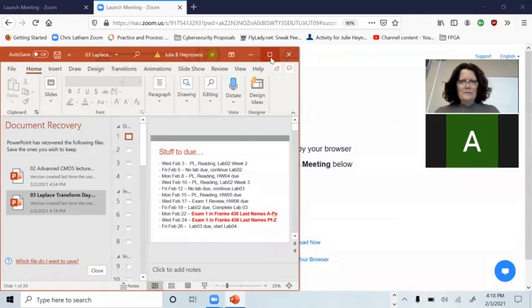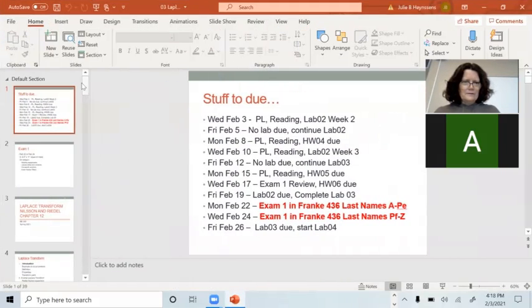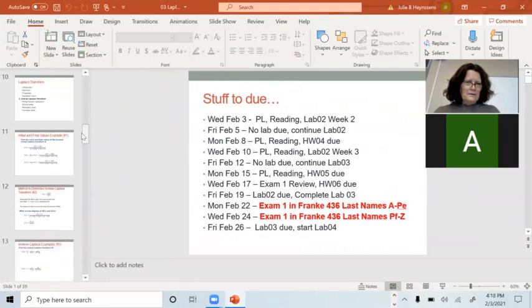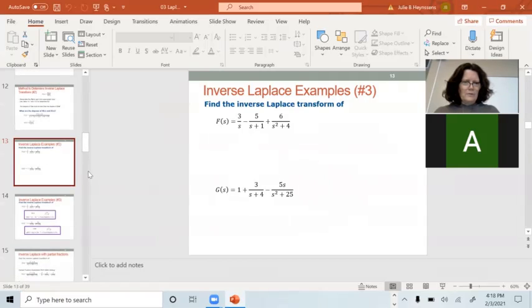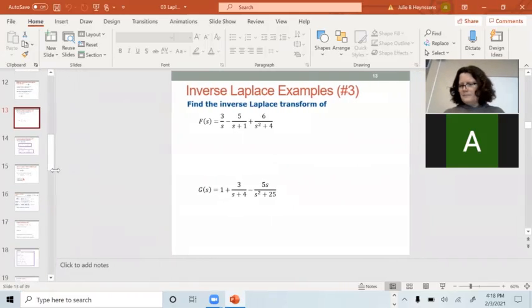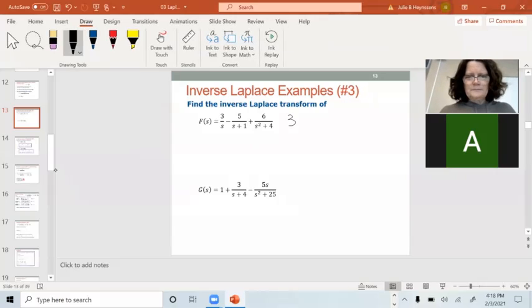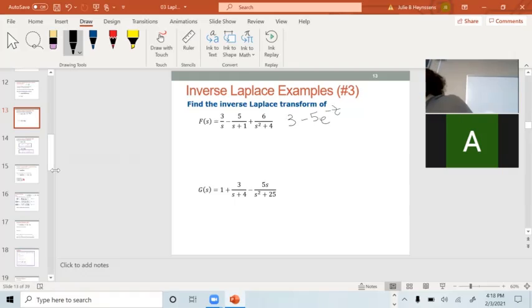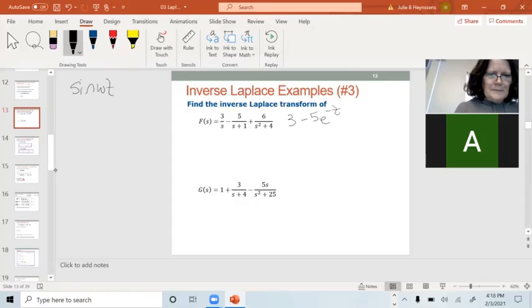Okay, it's this one I want to make big. Okay, slide 13. So we wrote down the transforms over there. We decided that this was 3, and I wouldn't write the u of t down. This is minus 5 e to the minus t. And this was sine, oh, what was it? Sine omega t is omega over s squared plus omega squared.